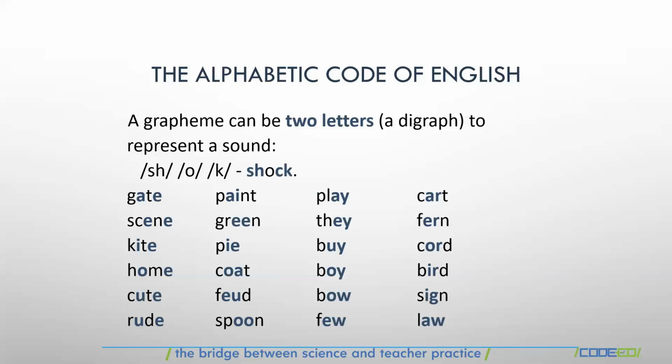So all of these words have got digraph patterns in them, and you can see that the digraphs could be two vowels together like an E. They could be a vowel and a consonant like OW, or it could be two consonants like a CH or an SH, like these two consonant digraphs here. So any letters of the alphabet can be combined to form a grapheme for a sound.